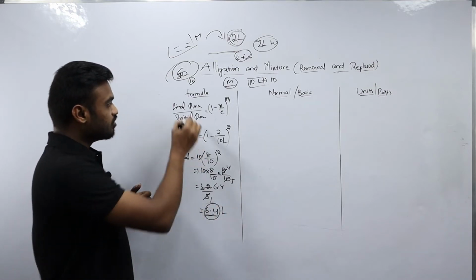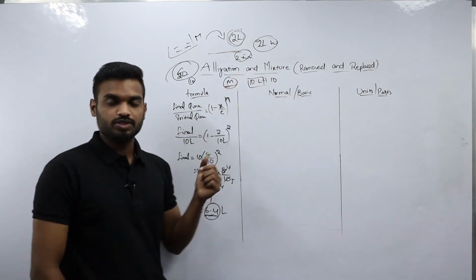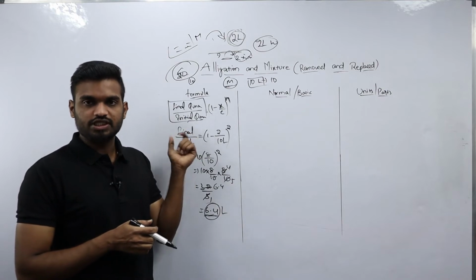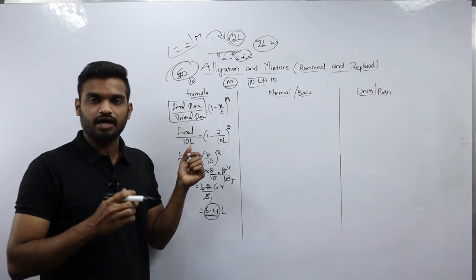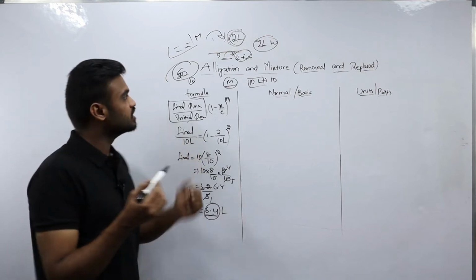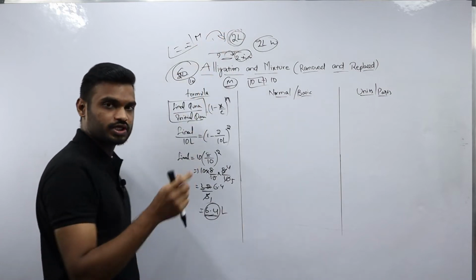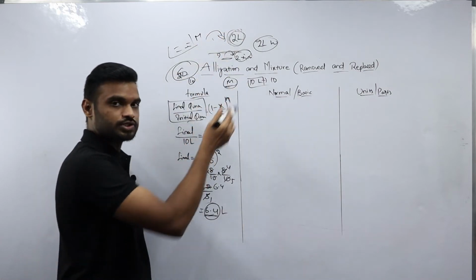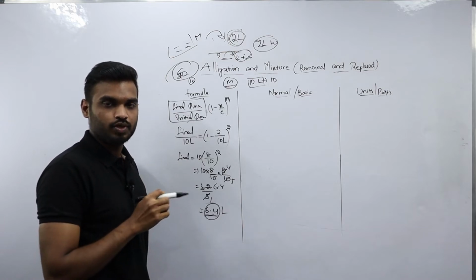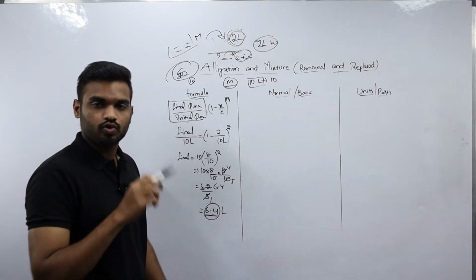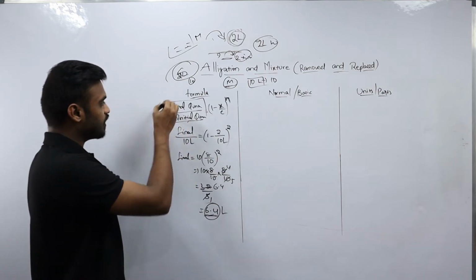In this way we solve removed and replaced problems using this formula. But one thing you need to understand is that this formula is used only when the taken out and replaced quantities are the same in all the cases. The first time I take out 2 liters and replace with 2 liters of water. The second time also I take out the same 2 liters and replace with the same 2 liters of water. In first and second case I take out the same quantity, so only in such cases do we use this formula.